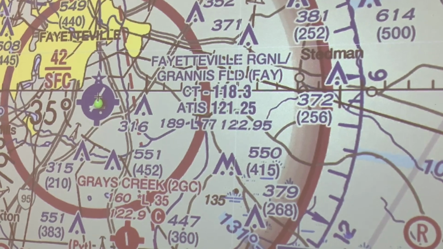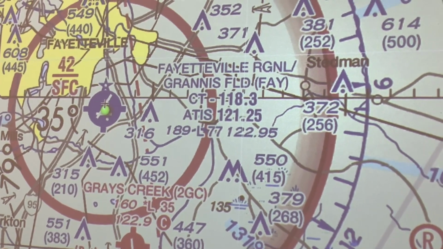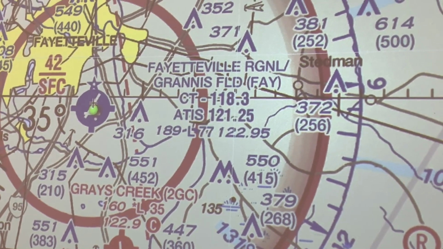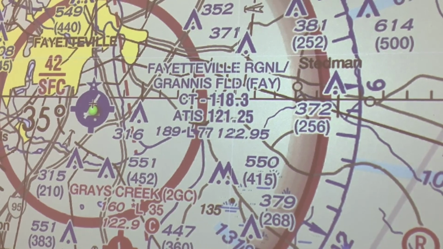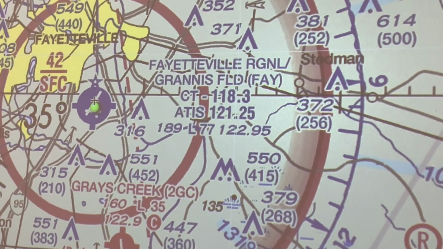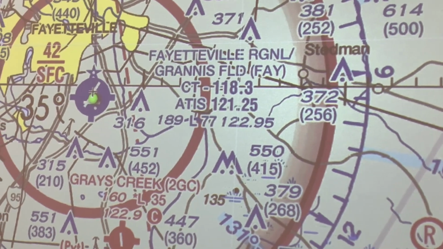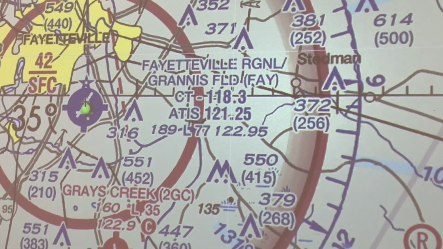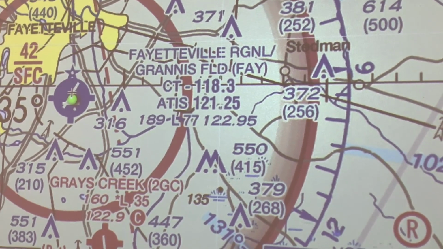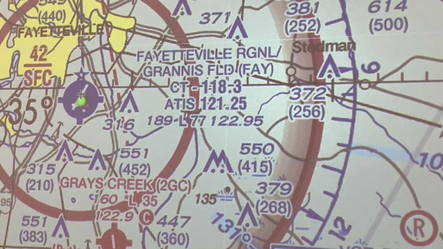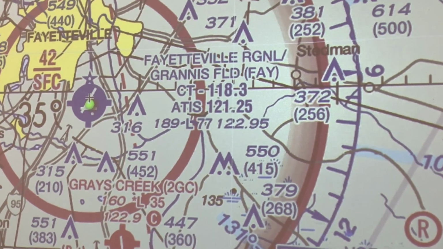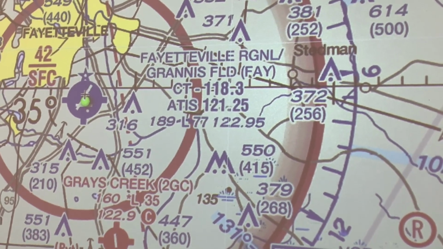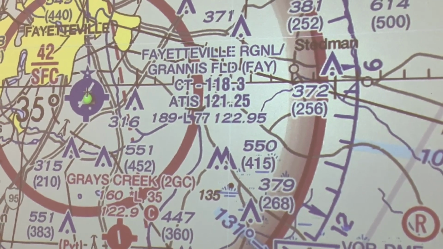While we're on the ground, we contact the ground frequency, which is not actually shown here right now. But we would talk to tower once we're getting ready to take off or getting ready to land, and that's 118.3. Our ATIS to pick up weather information is 121.25. When the tower is closed, we have 122.5 as our CTAF frequency. CTAF stands for Common Traffic Advisory Frequency, which pilots use to communicate with each other throughout the terminal area of that airport.